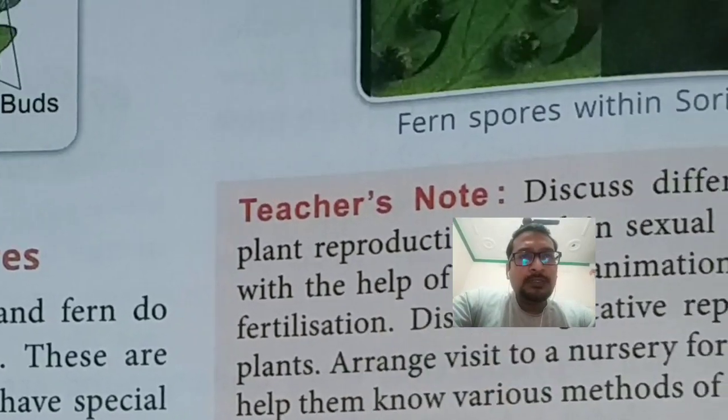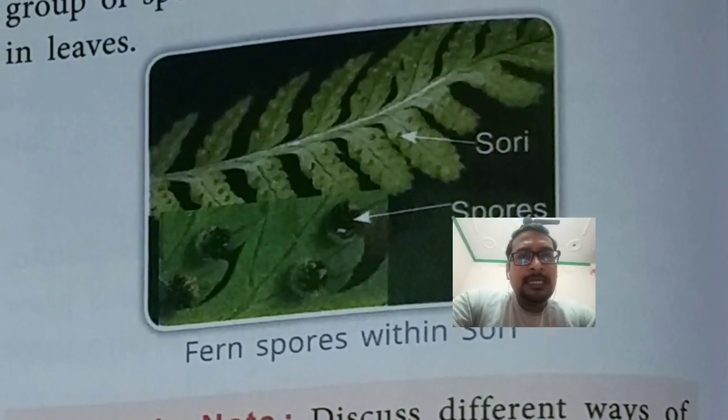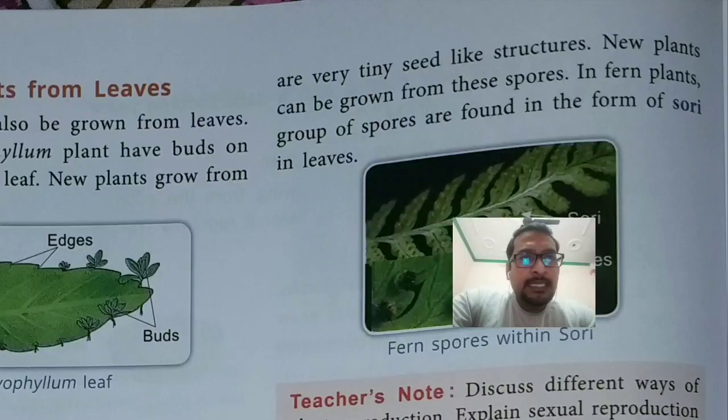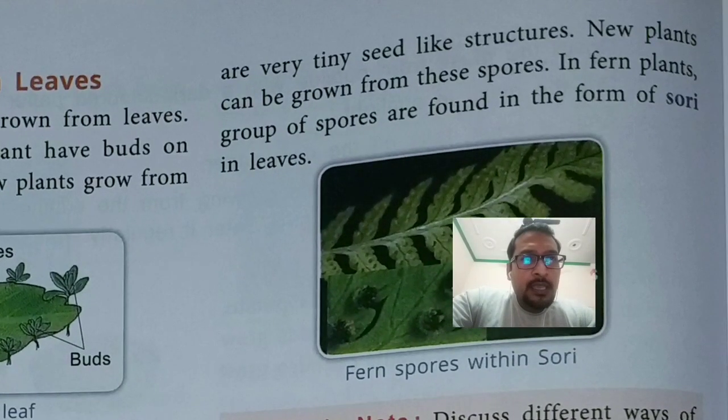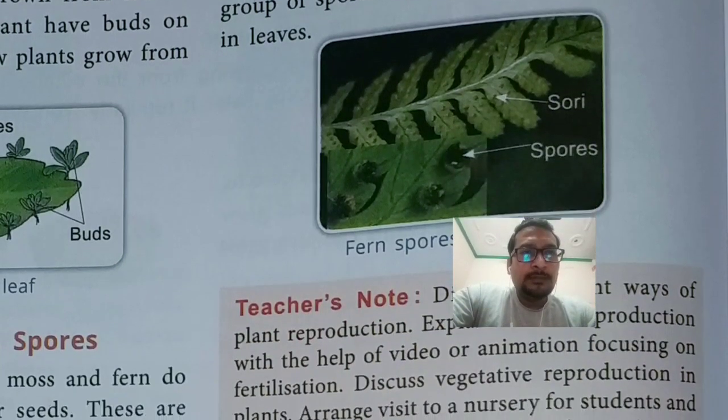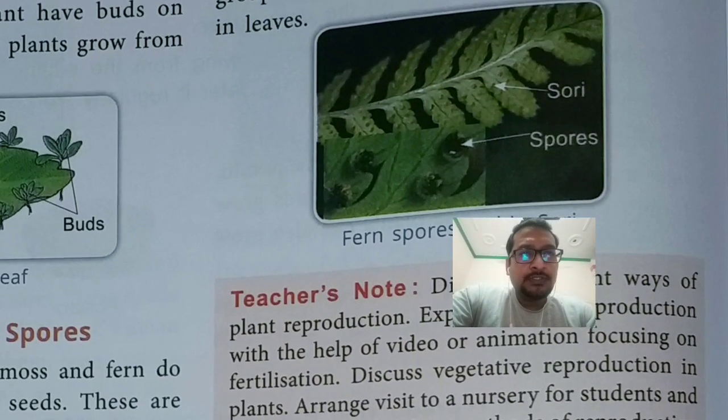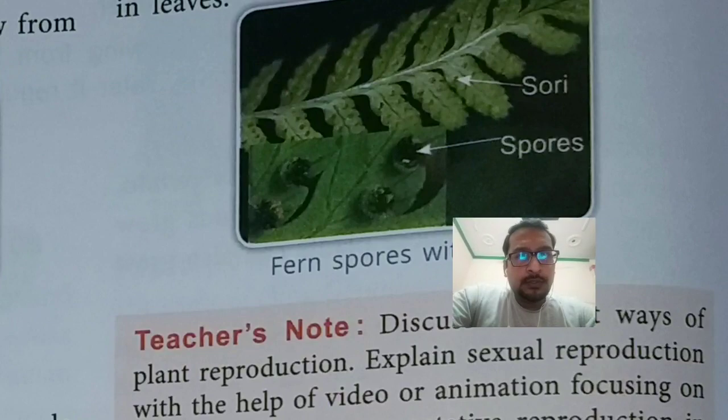And these spores are what? They are tiny spots, tiny seed-like structures. New plants can be grown from these spores. In fern plants, groups of spores are found in the form of sori in the leaf. As you can see in the picture, it is shown.